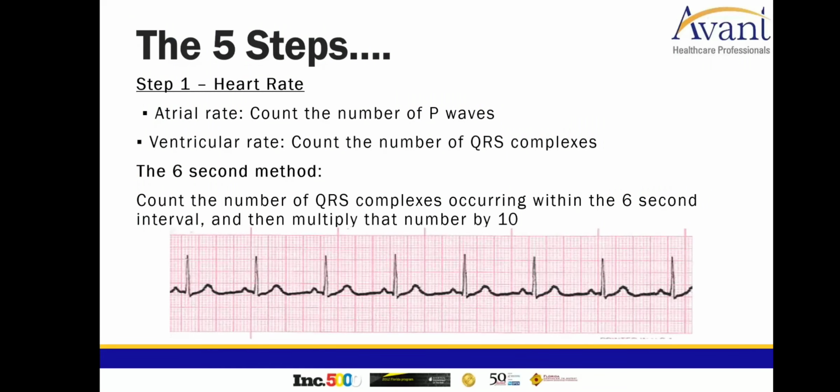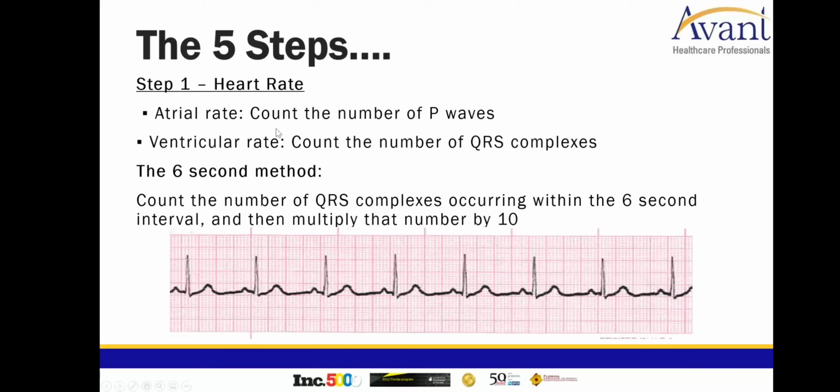So let's take the first step. The first step is the heart rate. Now we have to look at both the atrial and ventricular separately when we're looking at rates. So for today's purposes, we're going to be using the 6-second method. Now there are different ways you can determine the heart rate, and we can leave it up to you to research that. But the easiest one for our purposes is just to look at a 6-second strip. And we're going to assume that all of our strips today are 6 seconds long.